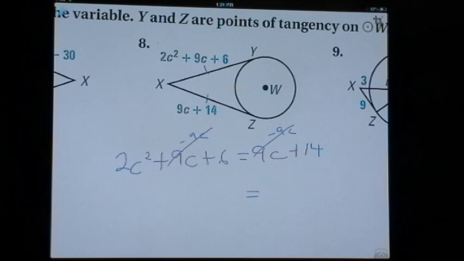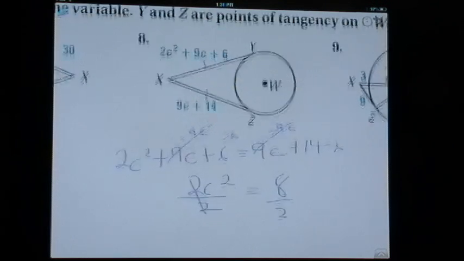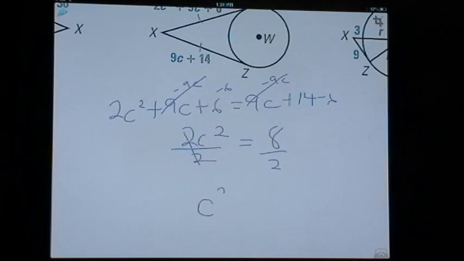Well, now we can just move our 6 to the other side, and we get 2c squared, subtract 6, we get 8. Now we can divide both sides by 2 to get c squared equals 4, and then you can tell that c equals 2. Now, the square root of 4 is actually plus or minus 2, but remember we're talking about a real distance here, so it's going to have to be positive.